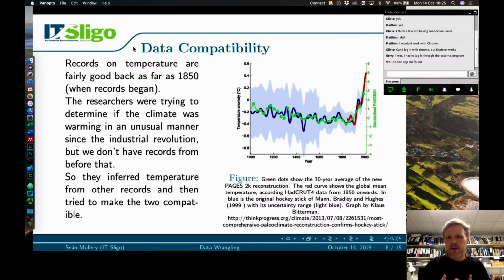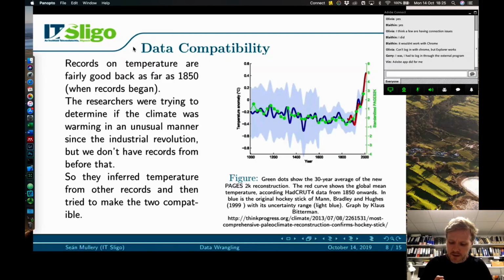The next thing we look at is data compatibility, which is, if we've got data that we want to put together coming from different systems, how do we go about that, and what are some of the problems associated with it? So I have an example here of where some scientists tried to put together some different types of data in order to try and find out something that was obviously vitally important from a planetary point of view.